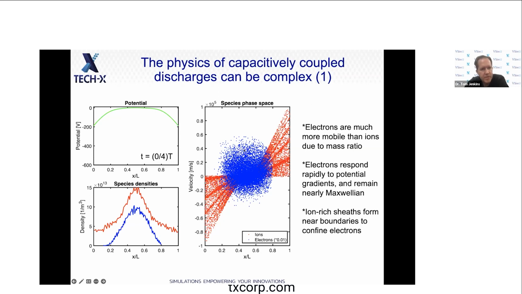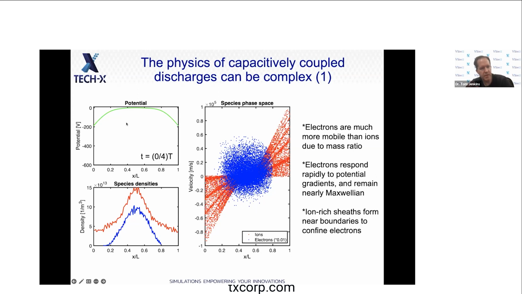But there's a couple of physics features here that I can point out as being important to the capacitively coupled discharge. One of them is that the electrons, because they're much lighter than the ions, are much more mobile. And so you can see the electrons here in blue clustering toward the center of the domain because that's where the potential is pushing them. We've formed sheaths which confine the electrons after a sufficient number of them have been lost to set up a charge imbalance.